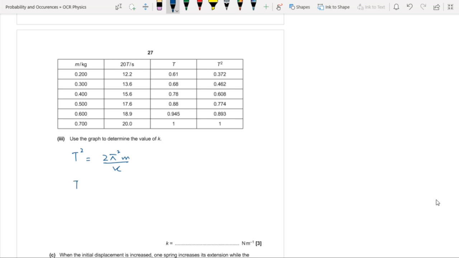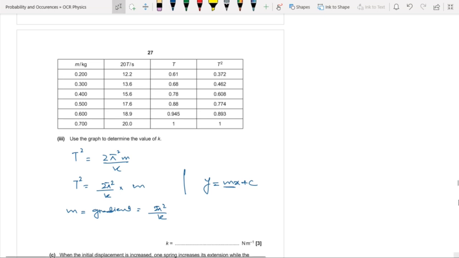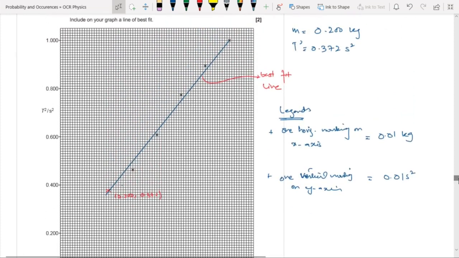So if we compare T squared equals 2 pi squared over k times m to the standard line equation, y equals mx plus c, the slope can be correlated to 2 pi squared over k. So we can use the graph to find the value of k if we can find the gradient from the line drawn above. So from the line above, we can determine the gradient.